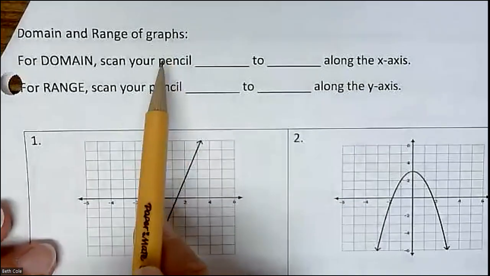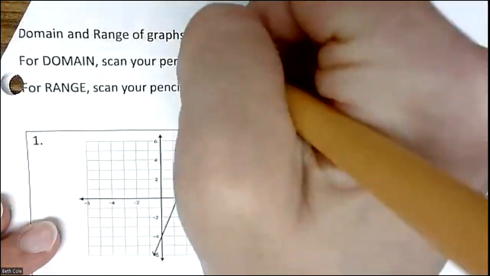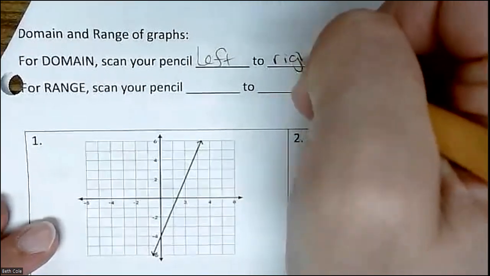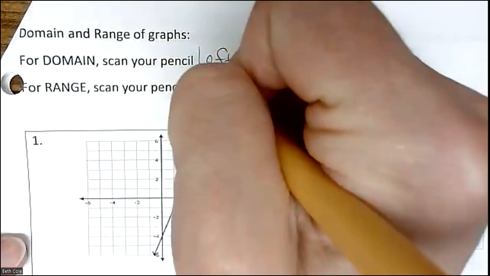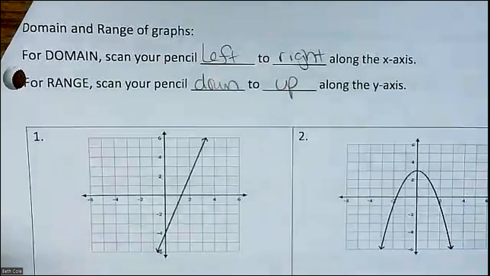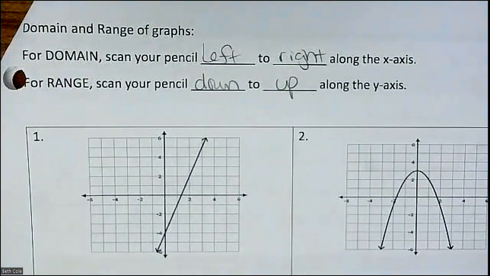So domain, you're going to scan left to right. Domain is X values, that's your X axis. Left to right is domain. For range, it's going to be down to up. You want to go from smaller numbers to bigger numbers. So it's down to up. Left to right is domain, down to up is range.